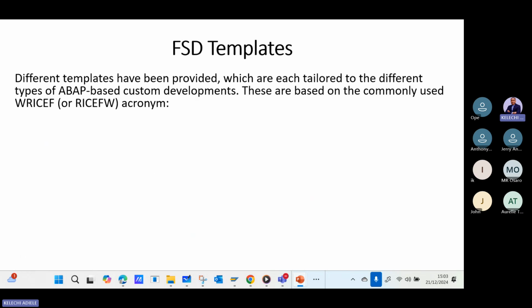In summary, what the FSD does is identify those deltas, those gaps, and implement what we call RICEFs. The word RICEF is an acronym; it could be spelled WRICF or RICFW. RICEF means that when you have identified the gaps, you need to identify how to close each gap.